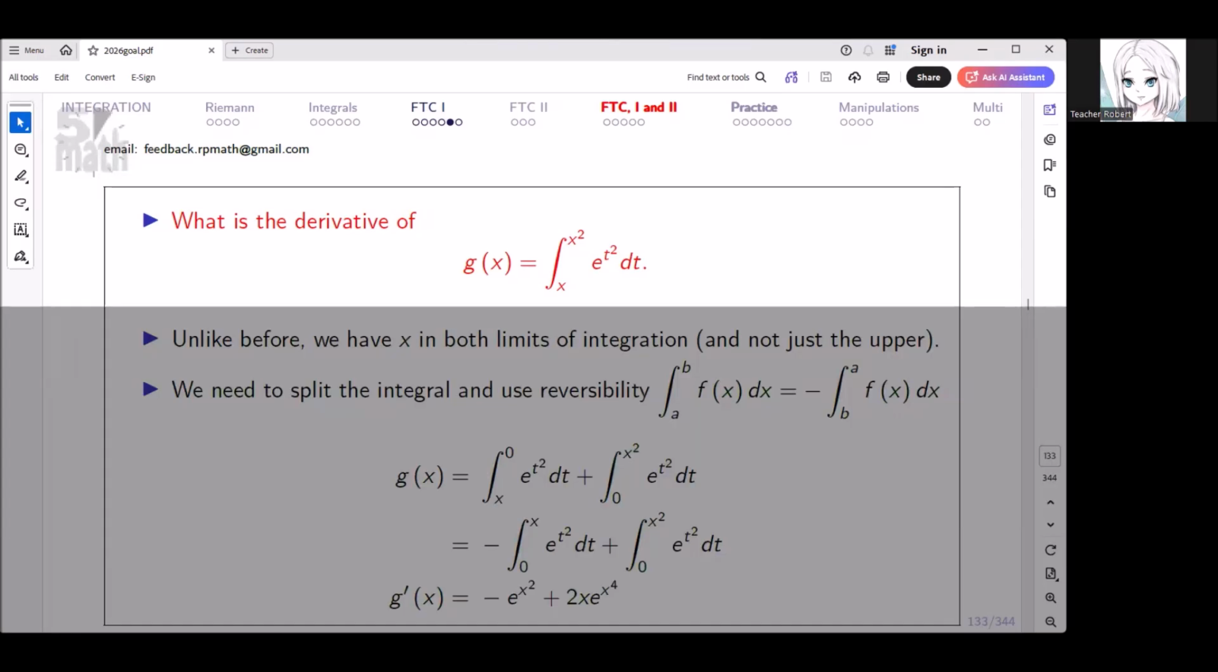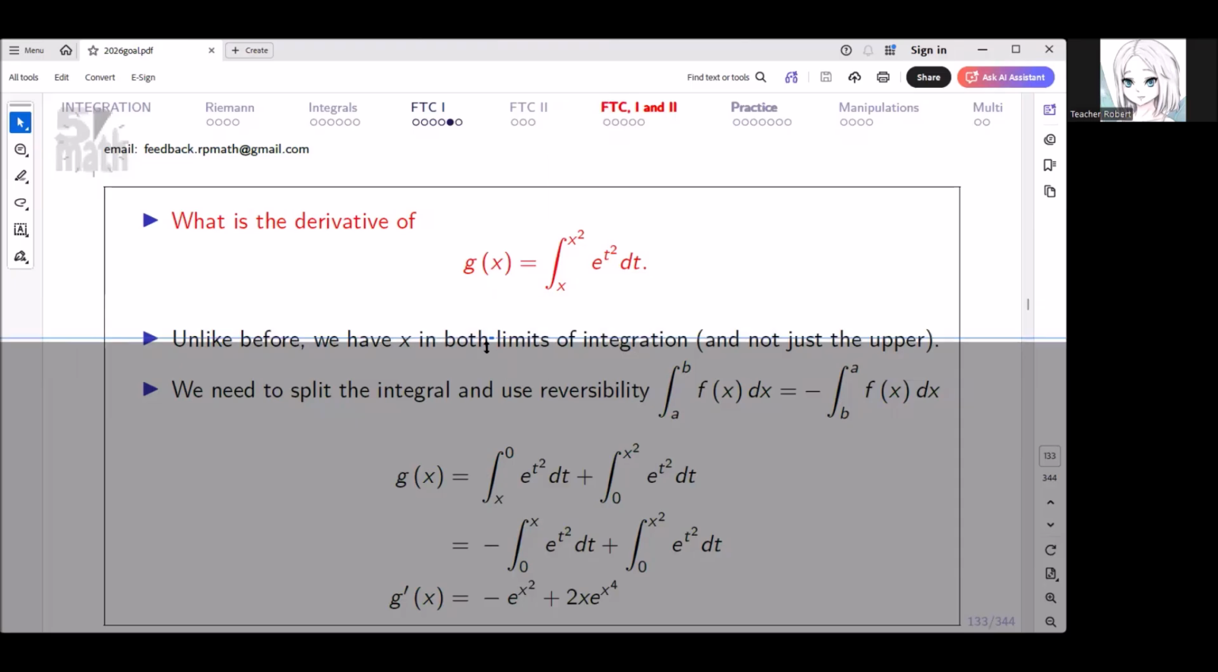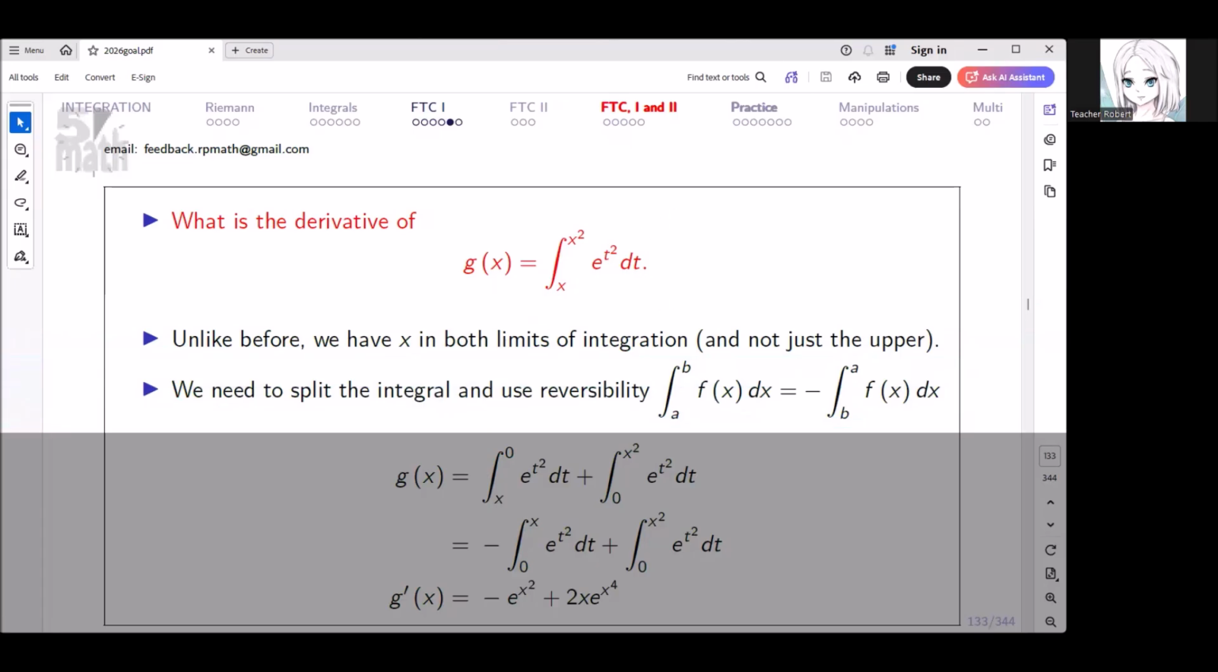What is the derivative of g of x equals integral x to x squared e to the t squared dt? Unlike before, we have x in both limits of integration and not just the upper. We need to split the integral and use reversibility.